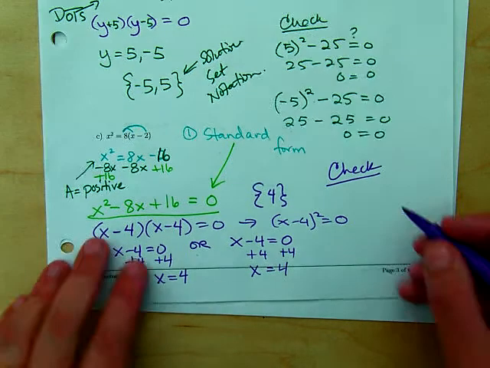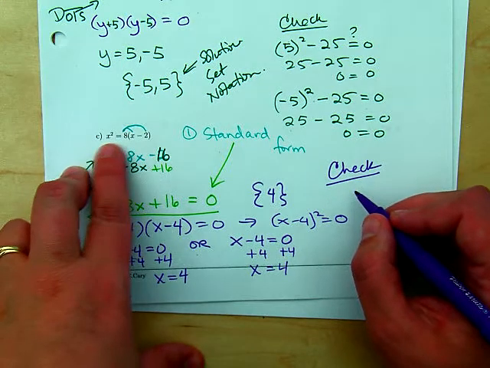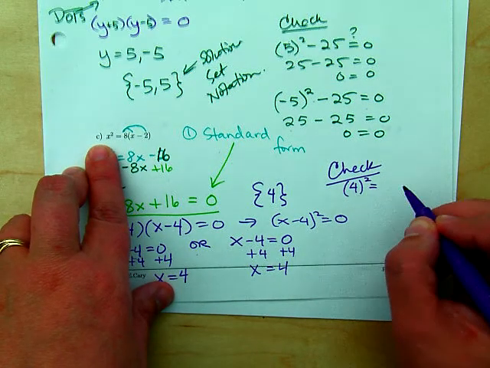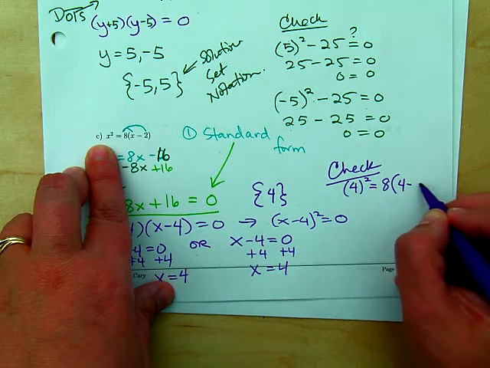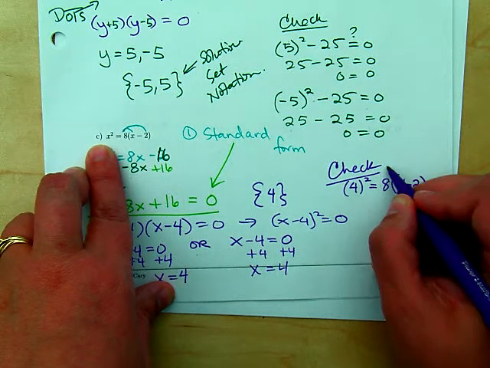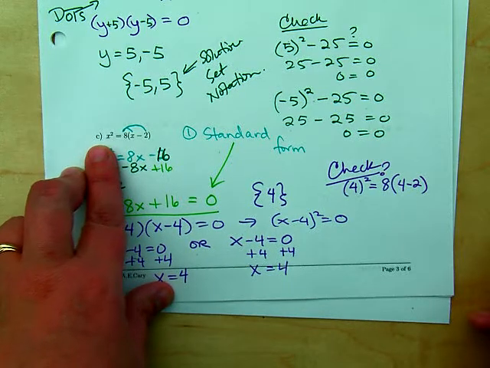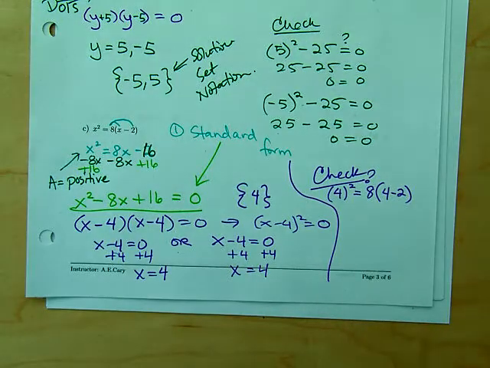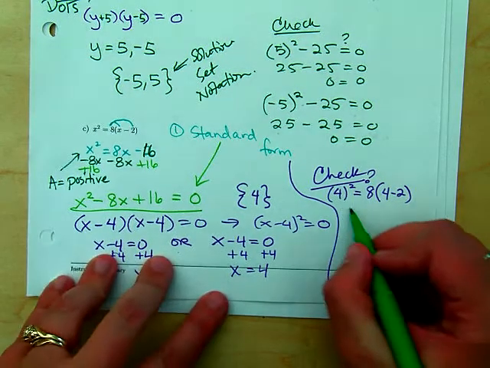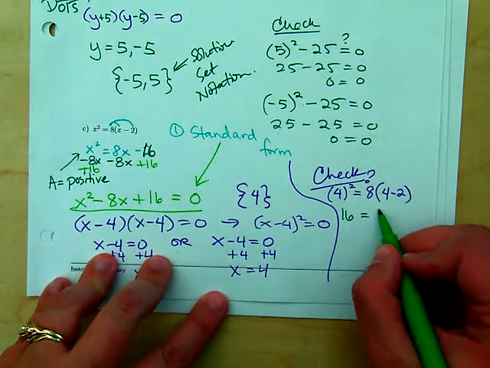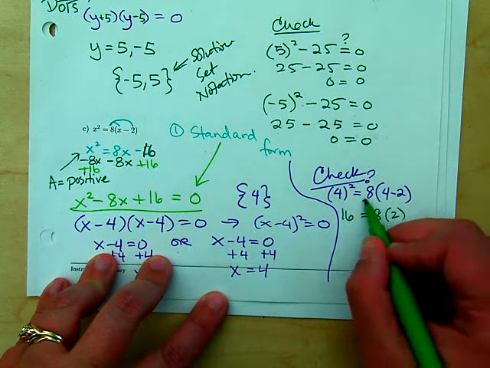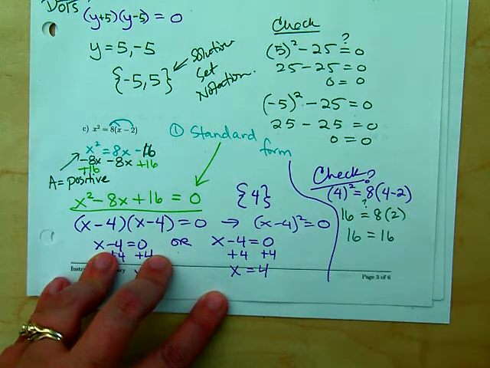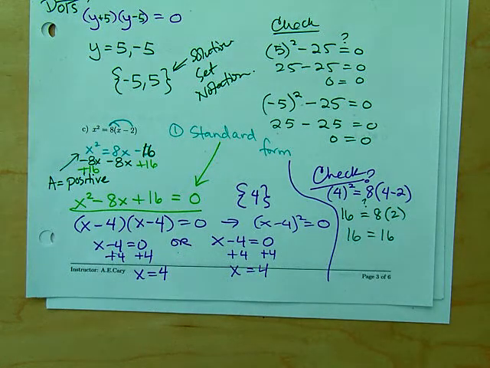Okay, so for the check, I'm going to plug in 4 here. And I'll have 4 squared equals 8 times 4 minus 2. And I don't know if that's correct, so I'm putting a question mark there. This is what my check is. I'll switch colors now. Okay, so 16 equals 8 times 2, right? 16 equals 16. You had a question?